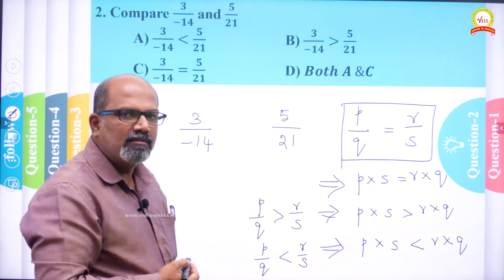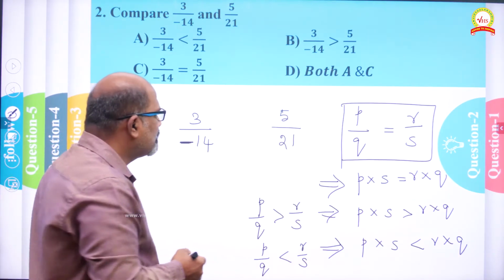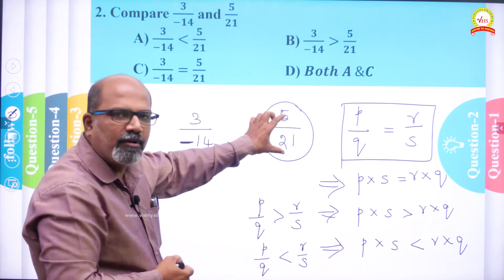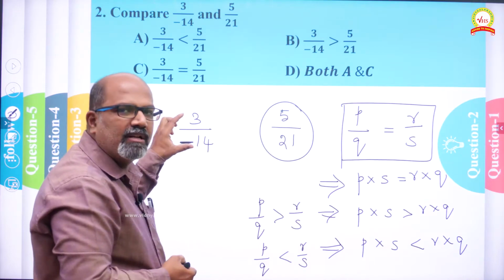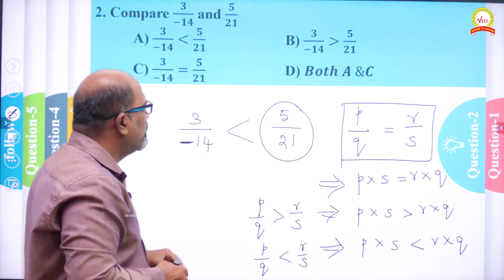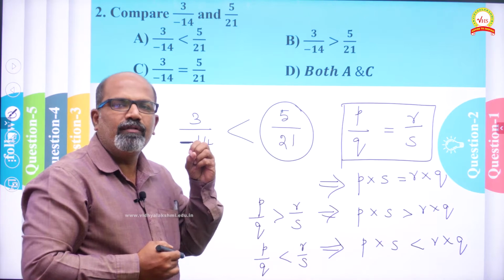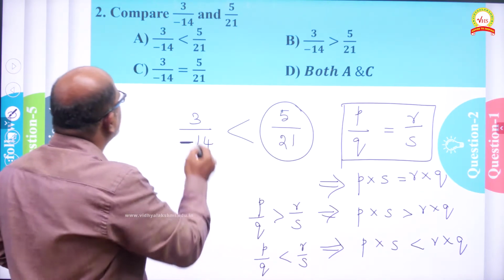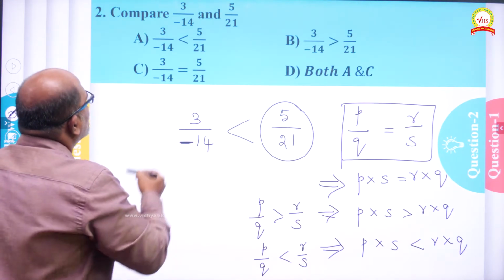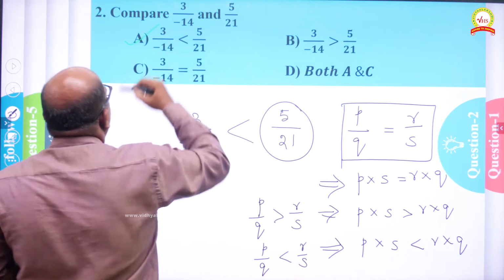Because I have a negative sign in one rational number, whereas the other rational number is positive. This is negative and this is positive. You always know that a negative number is lesser than a positive number. So I can tell you that 3 by minus 14 will be lesser than 5 by 21. No need for verification, no need for any calculation. Directly we can tell by seeing the question itself. So 3 by minus 14 is lesser than 5 by 21. So the correct option is option A.